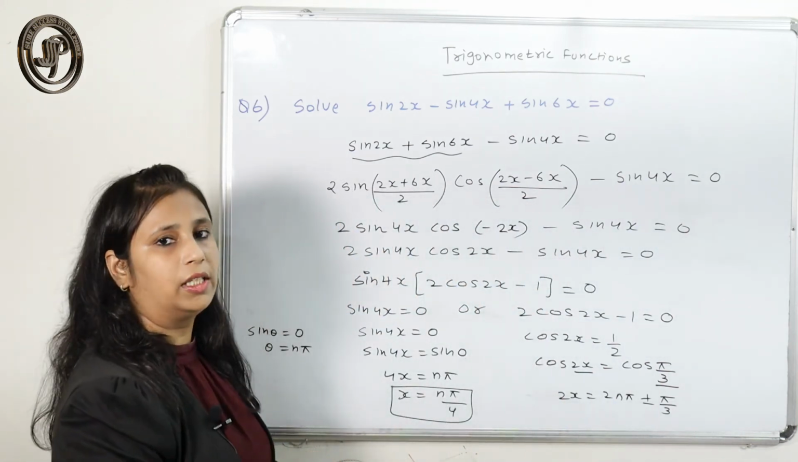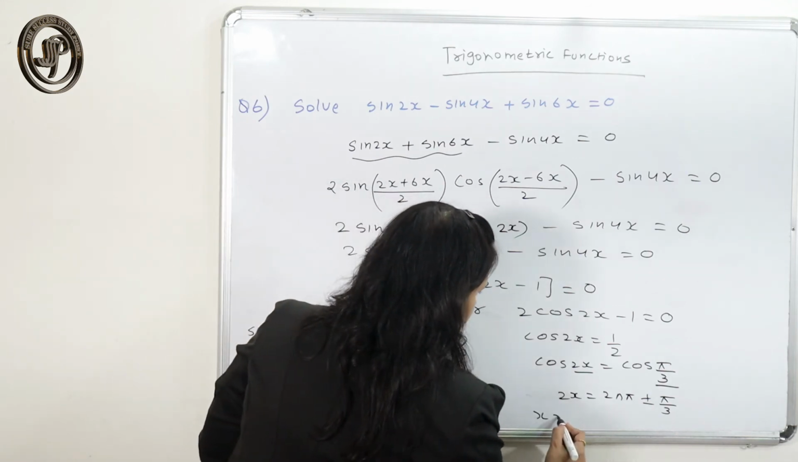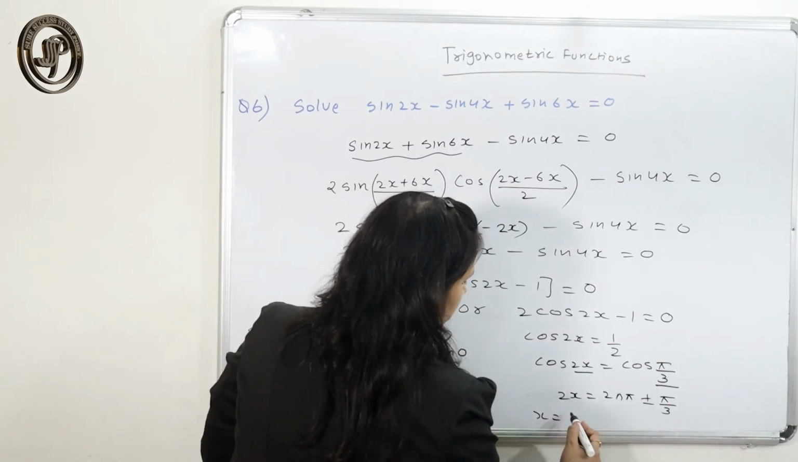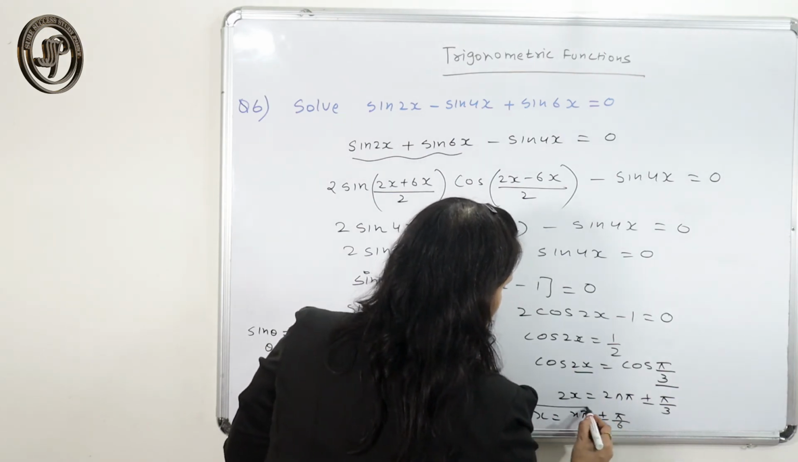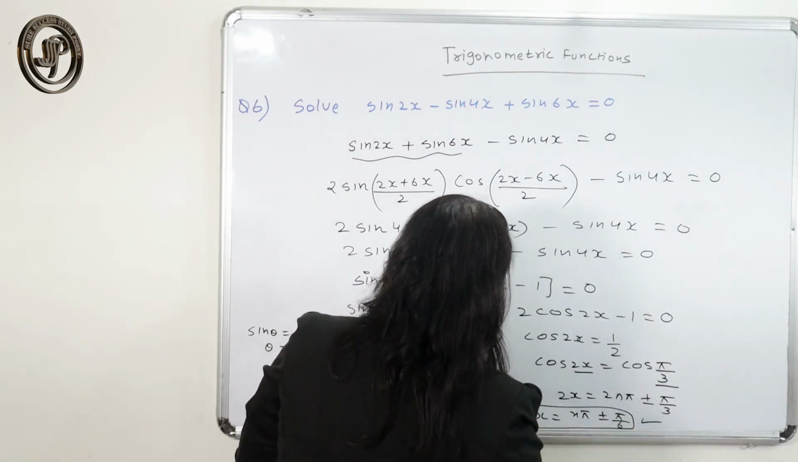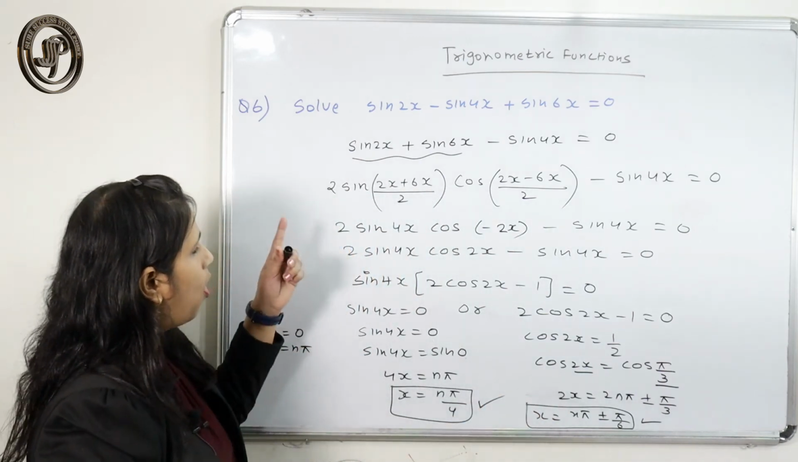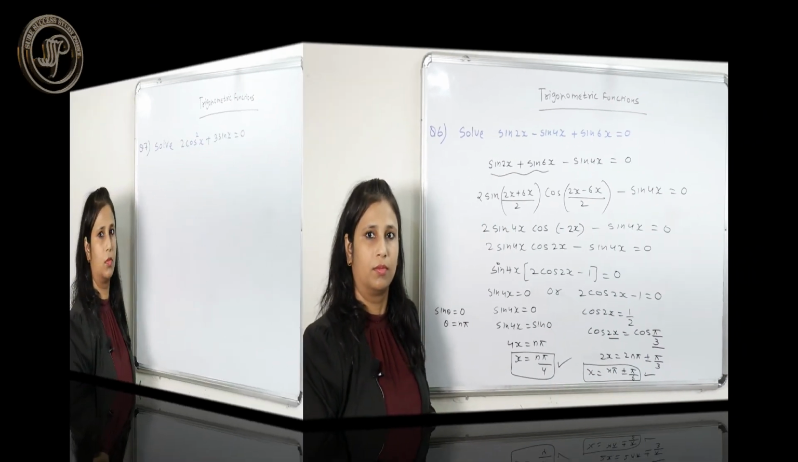Now how can you find the value of x? So x will be, if you divide this by 2, n pi plus minus pi by 6. So that will be your general solution of this equation.